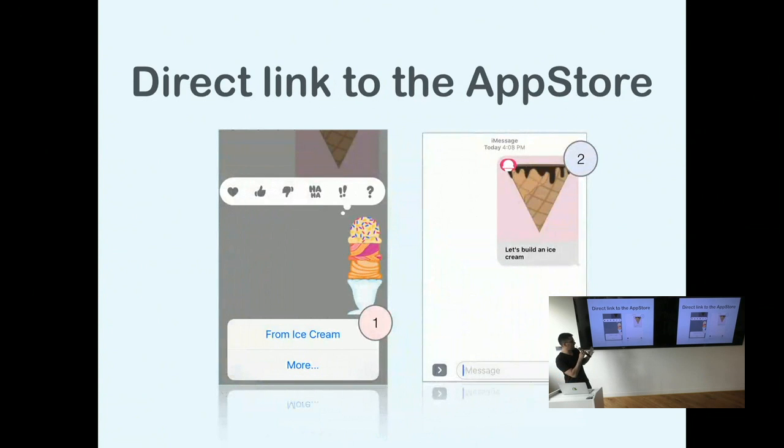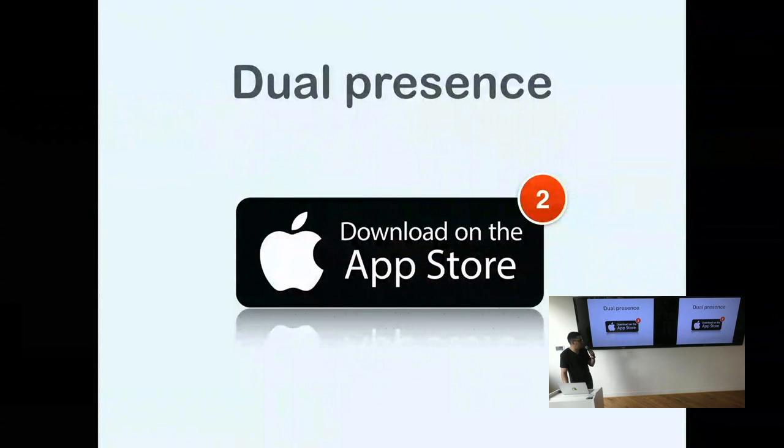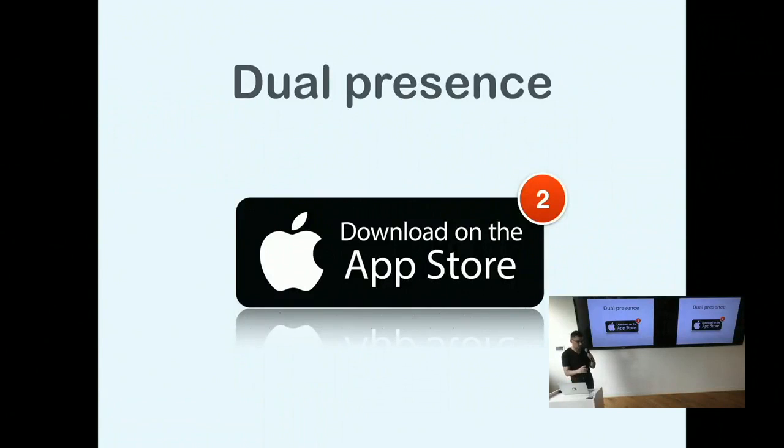And like I said before, that happens on both the message and the little option controller there. I don't remember the name. And you have dual presence because you are obviously on both app stores, that little super small app store on the Messages platform and the iOS one.